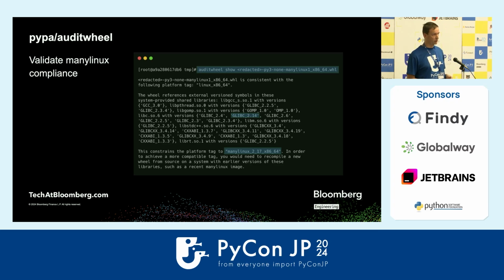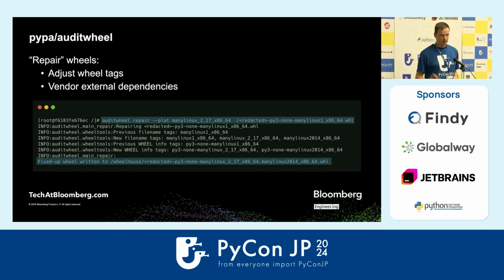So the first one is Audit Wheel, which is a PyPA project. And we've already seen this. It can show you Menelux compliance. That's just one thing it can do, and that can be useful to inspect the wheel when you encounter an issue, similar to what we've seen.